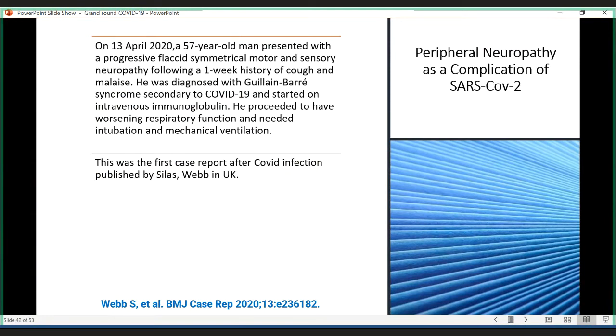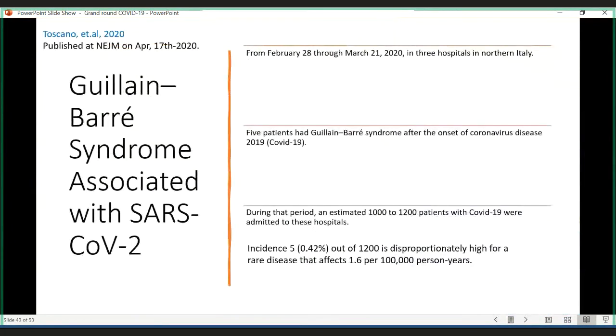On follow-up, this patient's motor symptoms did not improve after 1 month. A few days later, a case series was reported in northern Italy. It is a retrospective study done on patients who were admitted from February 28 to March 22nd, over a period of 3 weeks. Over 1,200 patients were admitted with COVID-19 during this period in 3 hospitals, and 5 of them had GBS.